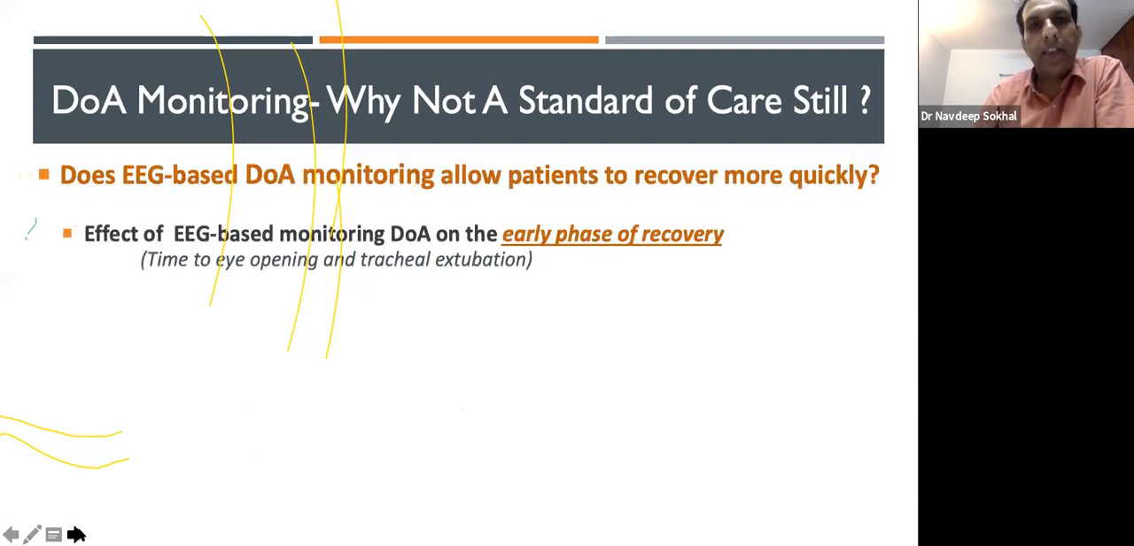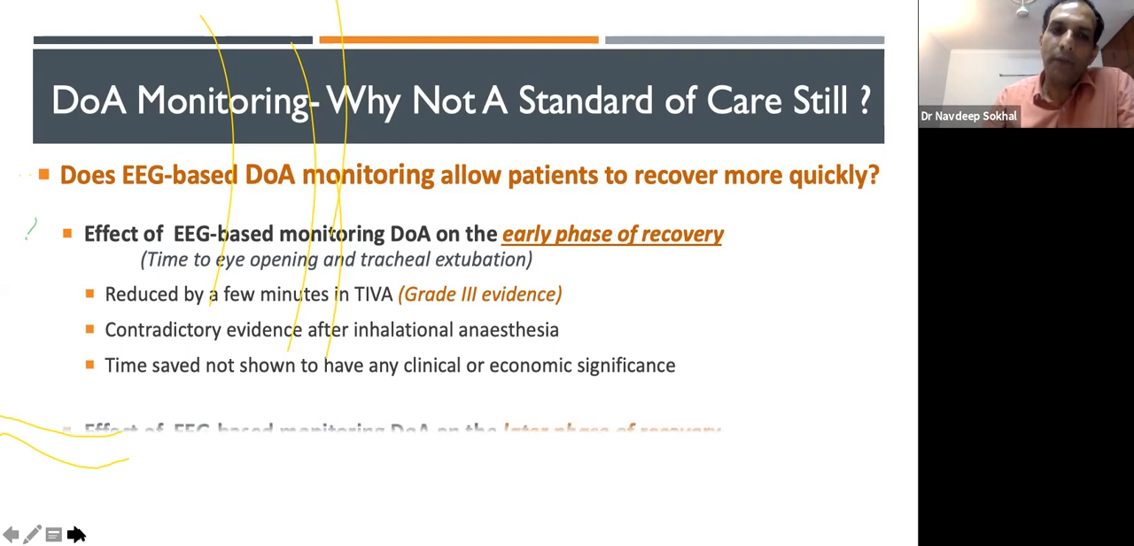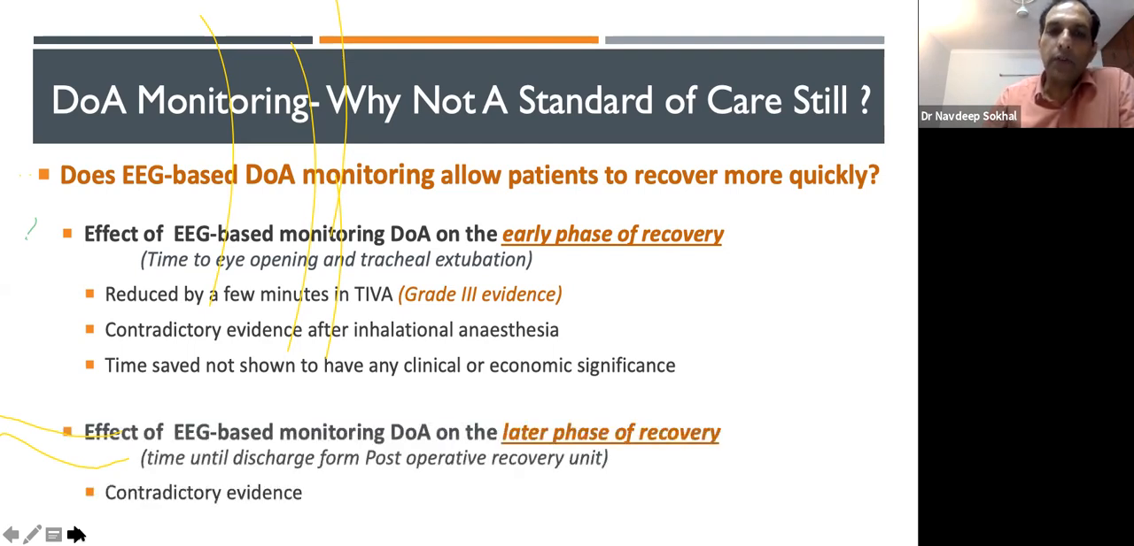Why is it not a standard of care? At present, the effect of EEG-based depth of anesthesia monitoring on the early phase of recovery is reduced by a few minutes in TIVA, and that too with grade 3 evidence. And there is no contradictory evidence for inhalational anesthesia. Thirdly, the time saved has not shown any clinical or economic significance. So is it really worth monitoring every patient? Absolutely not.